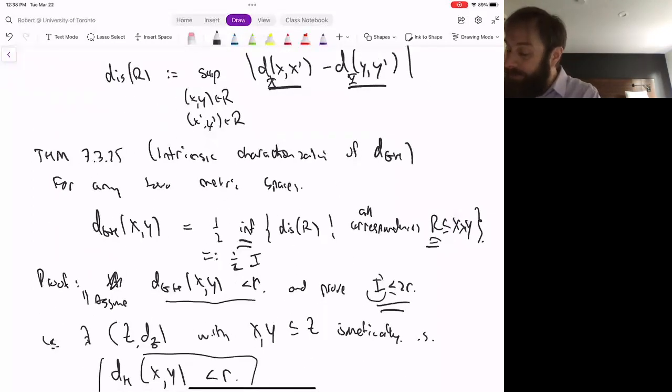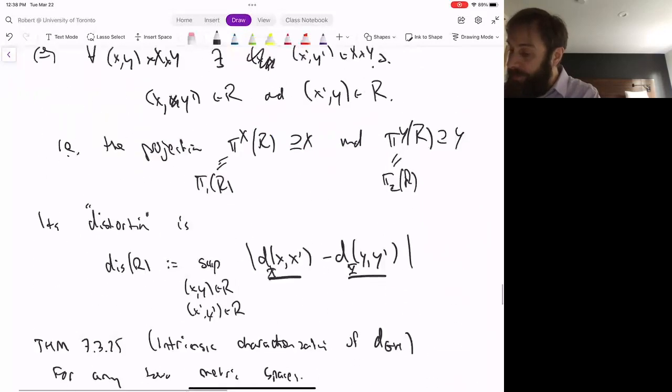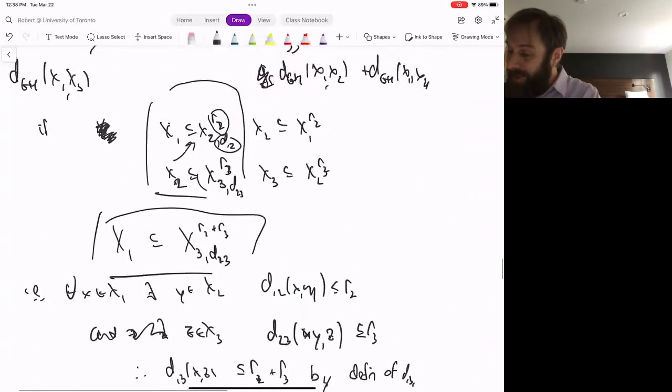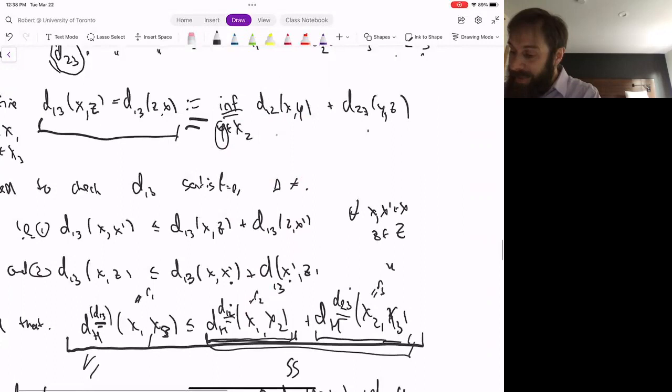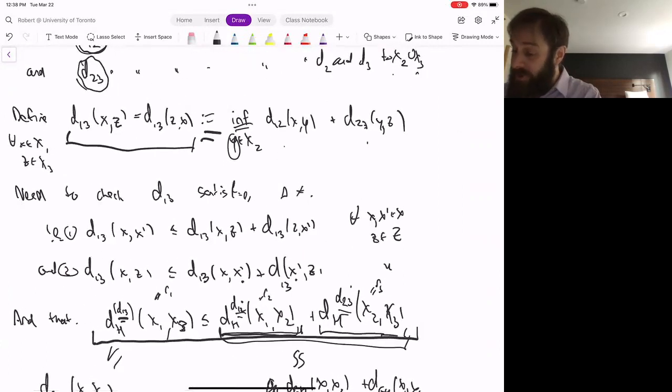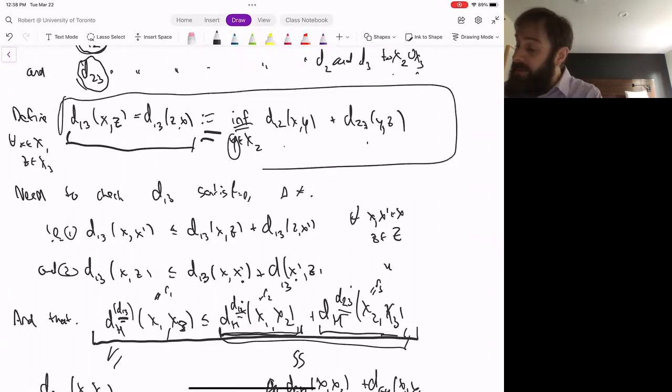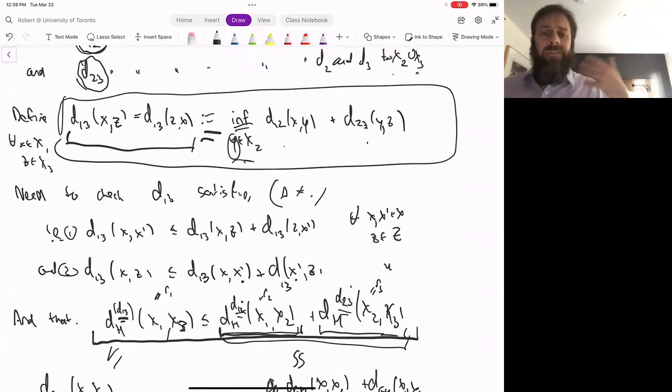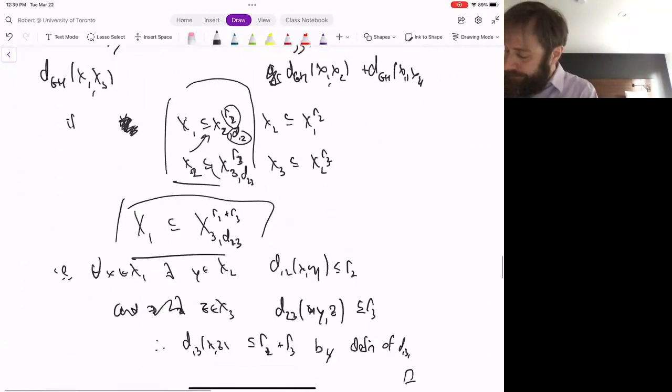Although, sorry, not that one. Well, yes, there's an infimum there, but I deferred another thing to homework as well, which is much easier to do. And it was to check that when you define D13 using this infimum over midpoints, it satisfies the triangle inequality. So somehow these constructions using infima cooperate very nicely with the triangle inequality.